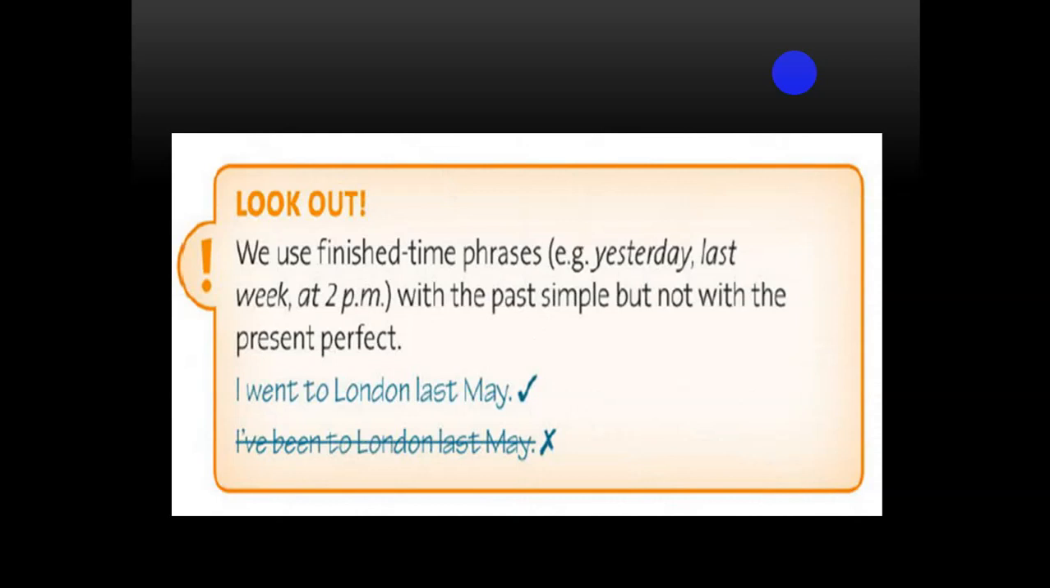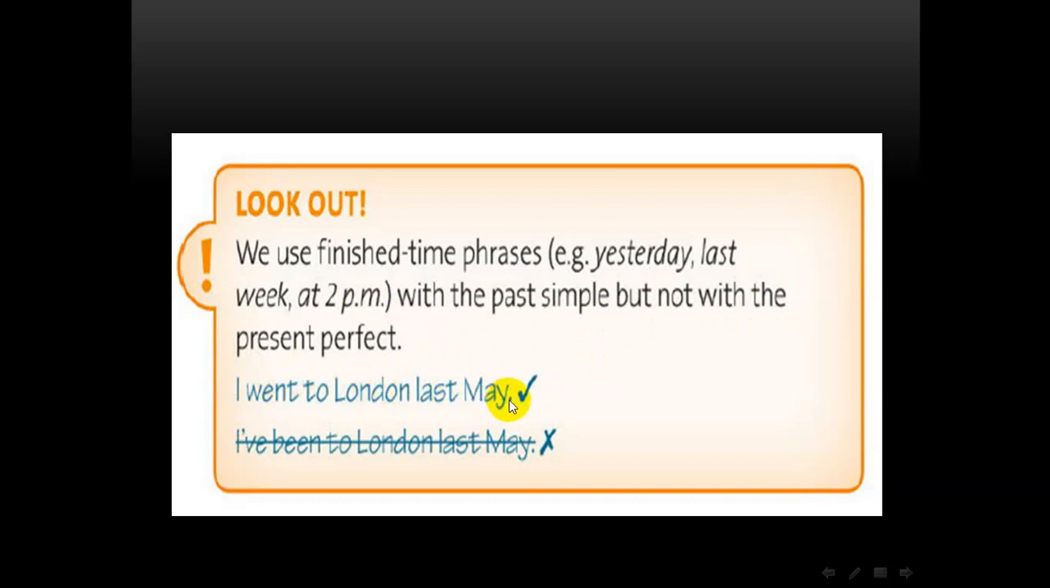Now look out انتبهوا. We use finished time phrases. نستخدم العبارات finished time التي تدل على أن الوقت ماضي. Yesterday البارحة. Last week الأسبوع الماضي. At 2 p.m. في 2 مساء. With the past simple مع الماضي البسيط but not with the present perfect ولكن ليس مع الحاضر التام. I went to London last May. So it's a finished time phrase. عبارات نستخدمها للوقت المنتهي أو المنقضي.